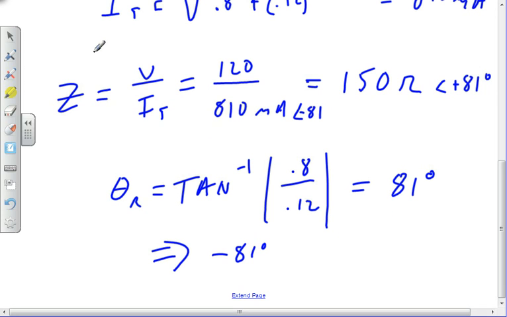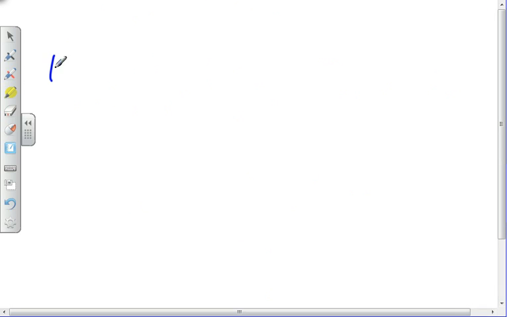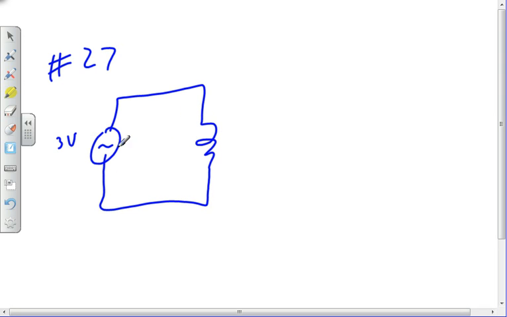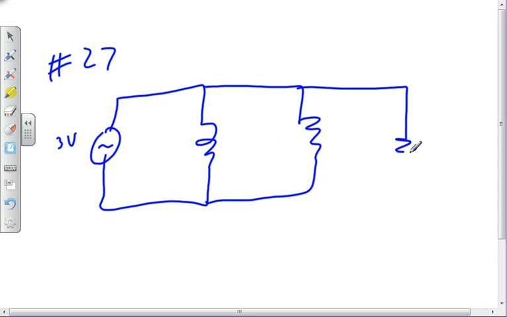So now let's look at the next one if we need to. 27. All right, we'll do 27 next. Number 27. Calculate the components and circuit currents shown in A below. All right, so I've got 3 volts, an inductor, another inductor, and a resistor.